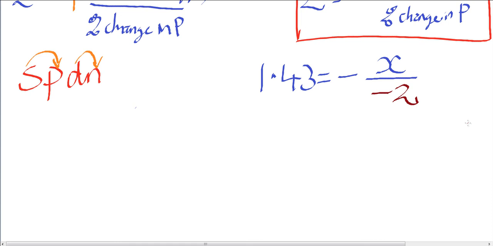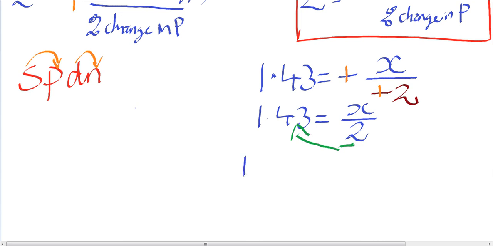One thing, maybe the easiest thing to do here, is to say a minus in the top and a minus in the bottom cancel to become plus. So what you're really looking at there is 1.43 equals x over 2. The next thing: 2 is being divided on that side, so when I take it over to the other side, the opposite operation applies, multiplication. So I have 1.43 multiplied by 2, no sign change there, equals x.